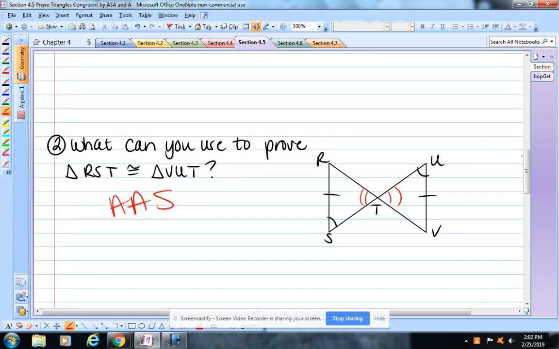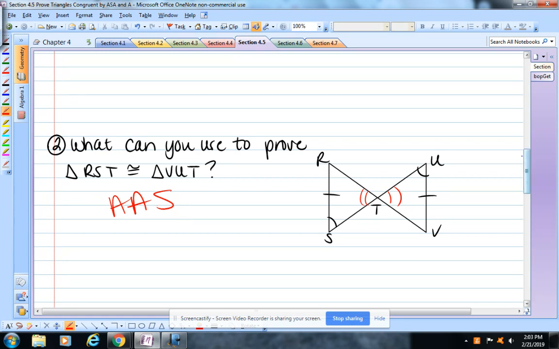Everybody good? Now you're going to do a worksheet as part of your assignment today, and that's basically all you're going to do. It's going to have things marked, and you're going to tell me if it's side, side, side, angle, side, angle, side, angle, side, angle, angle, side. Okay? So you're going to tell me which one it is, and you're going to have to write a statement of congruency, which we'll practice before we do the worksheet.